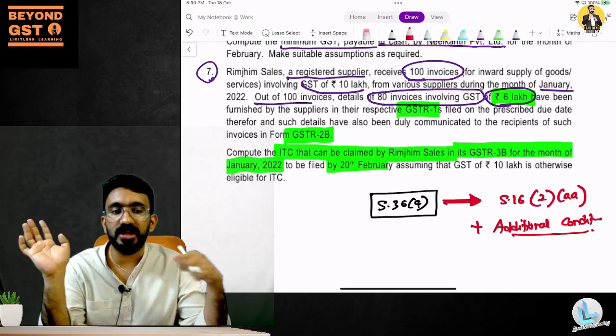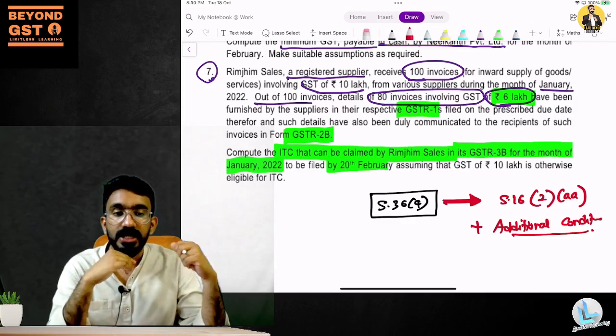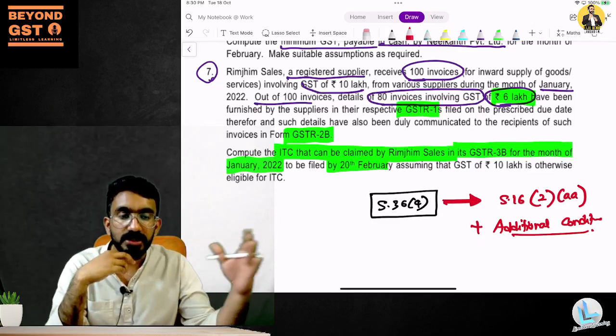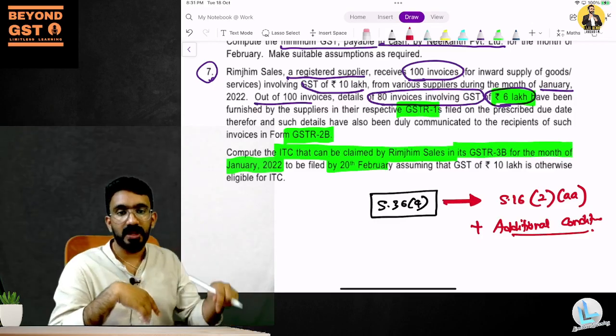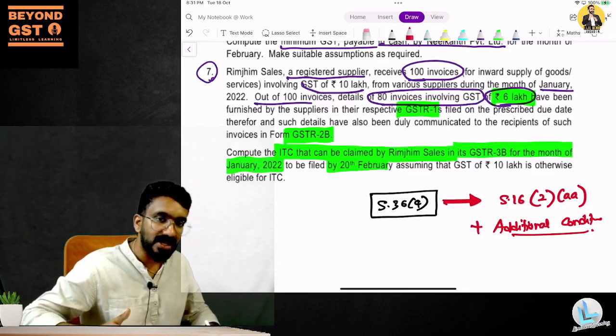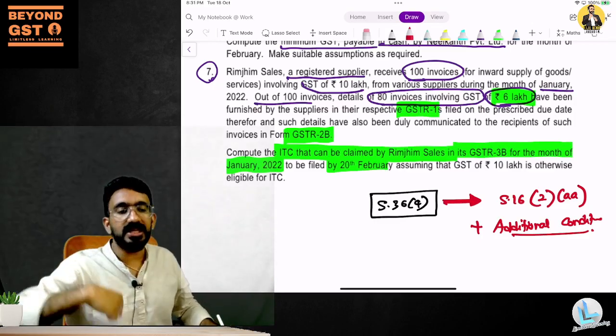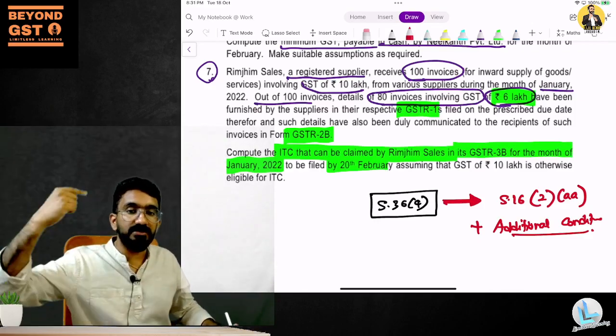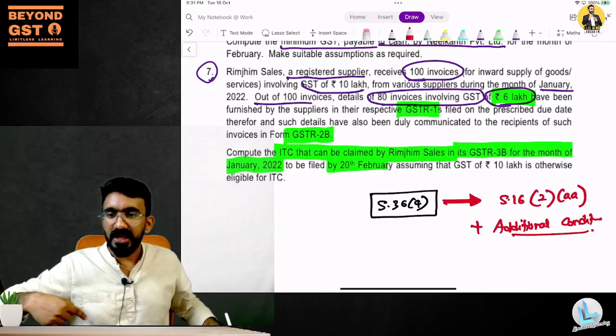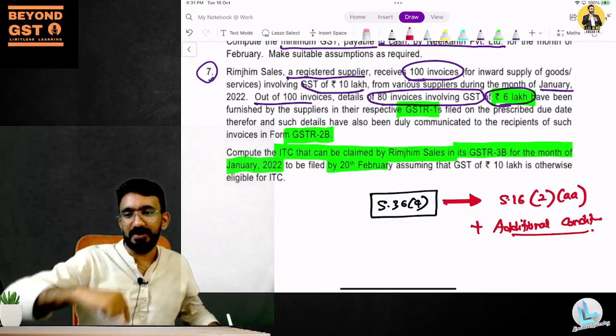Here, how much credit can you take? How many invoices are reflected? 80. How much is the GST? 6 lakh. Only 6 lakh you can claim, in which month? January. What about the balance 20 invoices? Whichever month they upload, that month I can claim. If it is uploaded in February, it will be reflected in my 2B of February. Then I will claim it in my 3B for February.